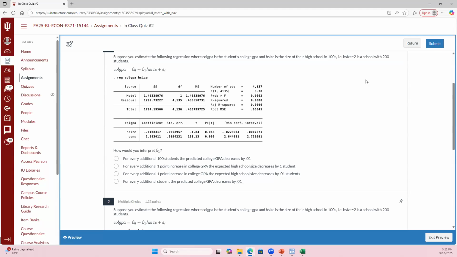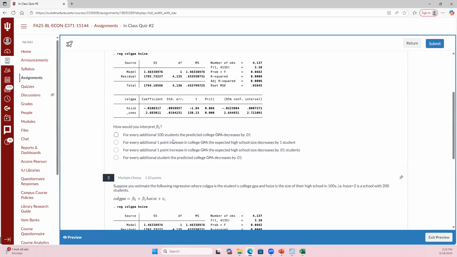Some of these I'm writing in reverse, like for every 1 point increase in GPA, but the thing that's changing is what's on the right-hand side of your regression, that X variable. So it's a 1 unit change in high school size, which was 100 additional students. And the impact it was having on my Y variable is whatever that coefficient is. So that one shouldn't be too bad. Any questions on that?